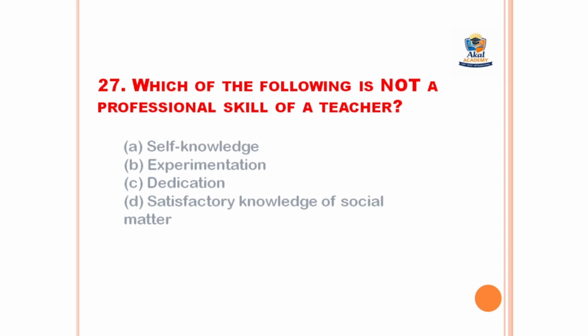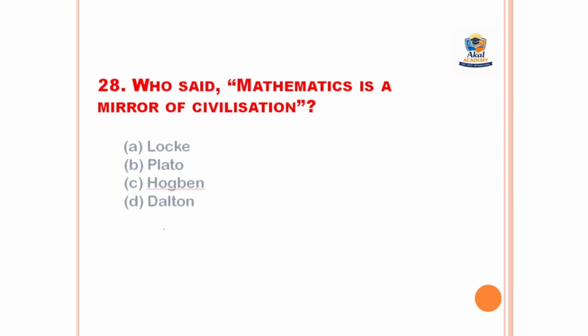Which of the following is not a professional skill of a teacher? A. Self-knowledge, experimentation, dedication, satisfactory knowledge of social matter. So satisfactory knowledge of social matter is the right option.